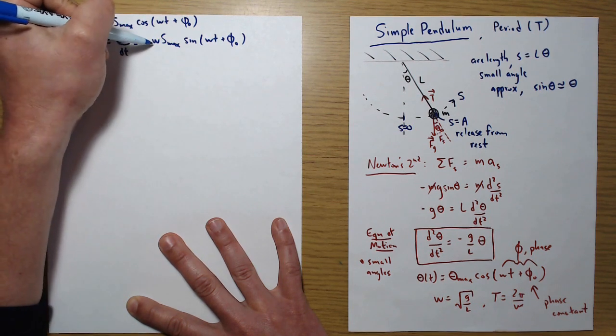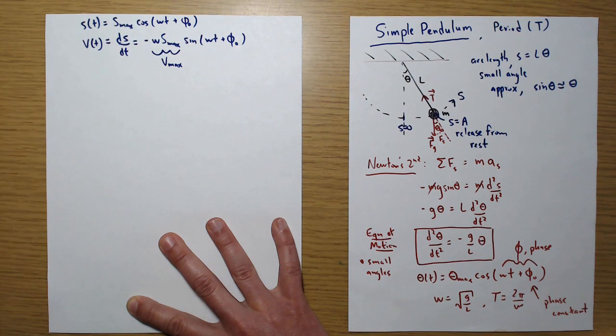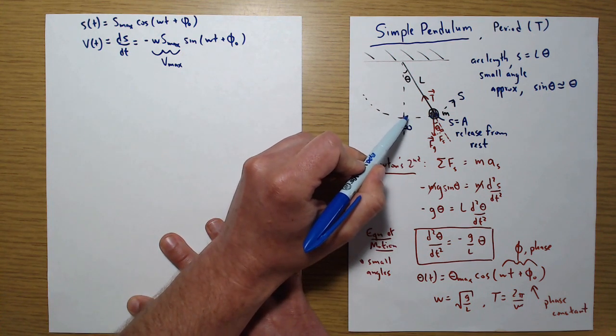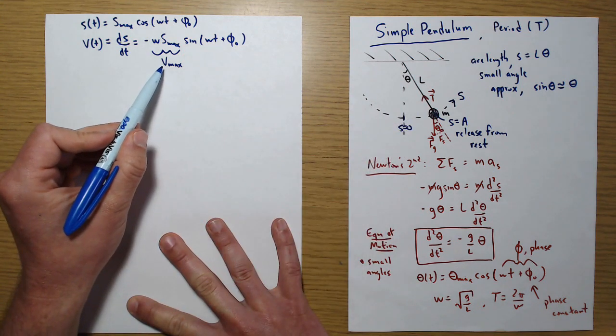Now, omega times s max, that's going to be my maximum velocity, or the maximum velocity of the oscillator. You can imagine as the pendulum oscillates back and forth, it kind of hesitates at the edges, but it speeds up towards the center. So its maximum velocity is always going to be in the center. So it kind of makes sense.